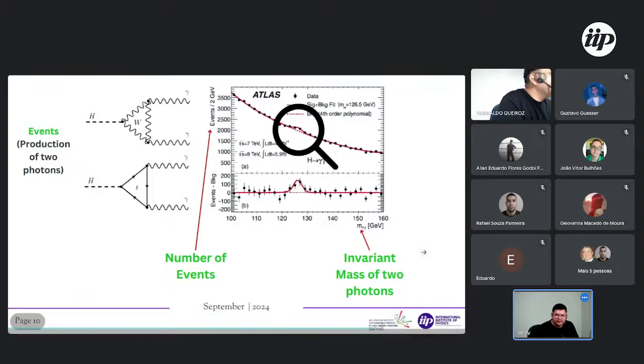Invariant mass is a kinematic variable that we are going to derive using special relativity. So this is a motivation to study special relativity, because we need to understand and correctly interpret distributions like that. In the y-axis, we have the number of events, which I am going to clarify using my equations. In this case, events are the production of two photons. So an event is the result of the collisions.